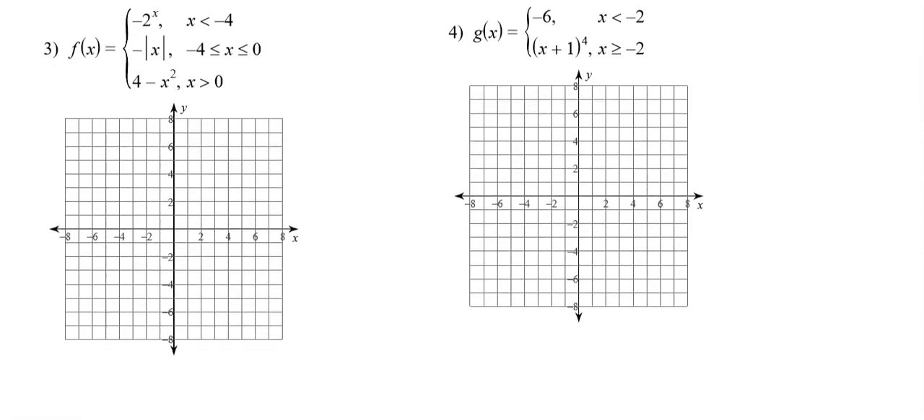Have a look at question number 3. The first part is an exponential graph. The 2 to the power x graph, if you understand, looks like this. The nature of the graph looks like this. And because it is minus 2 to the power x, right? So it will just be the reflection in the x-axis. So the behavior of the graph basically looks like this.